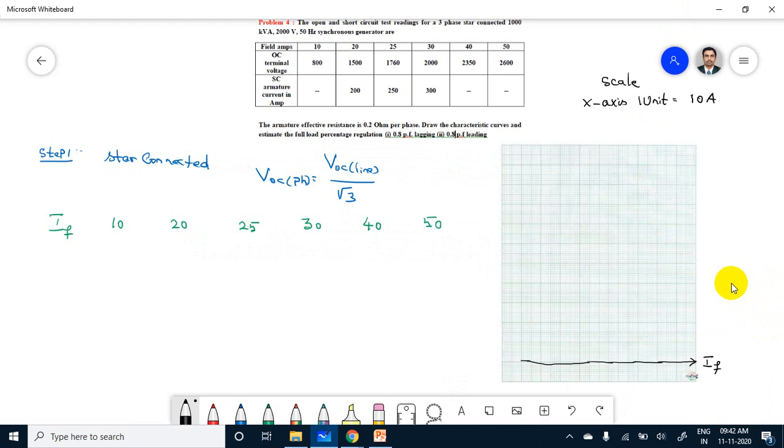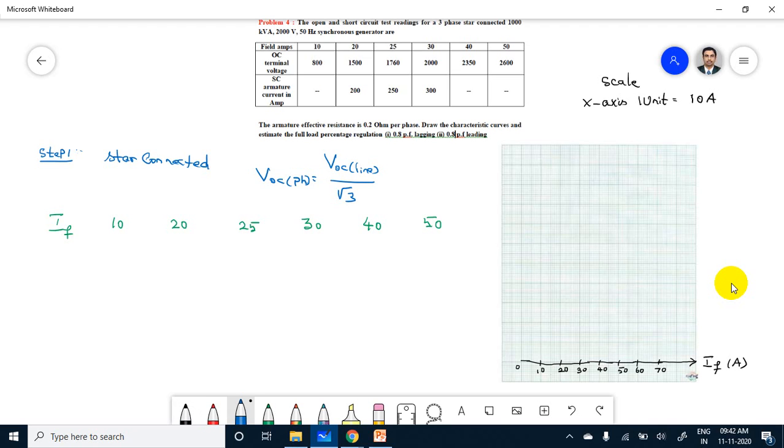So this is 0, 10, 20, 30, 40, 50, 60, 70. Okay, it is represented in amps. IF. This is my step.